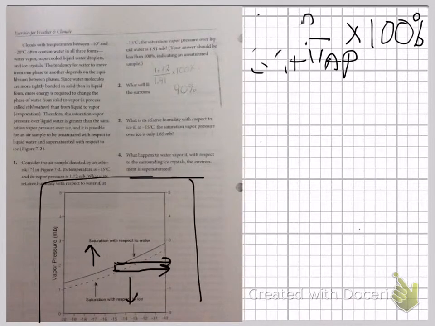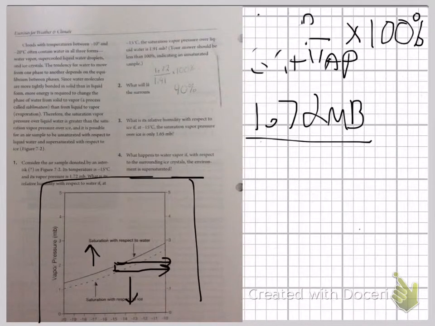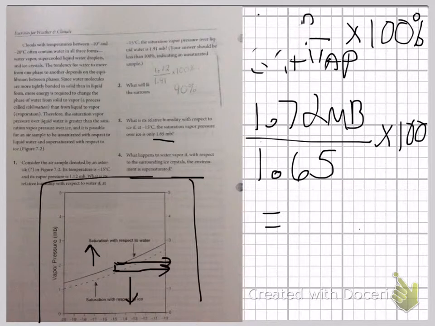So the water itself, the liquid material in the condensed cloud, is still 1.72 millibars. But now instead of measuring a saturation vapor pressure for the liquid, you're going to read it off the ice. And so you'll plug in 1.65 times that by 100. When you get your answer, you can write that in as a percentage for question 3.